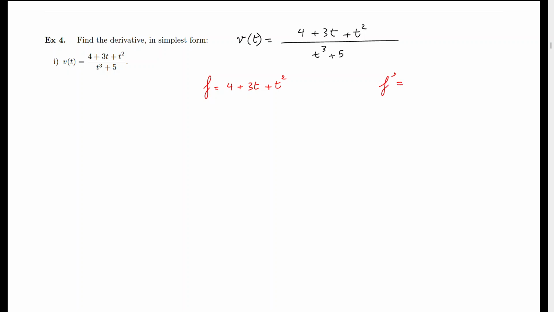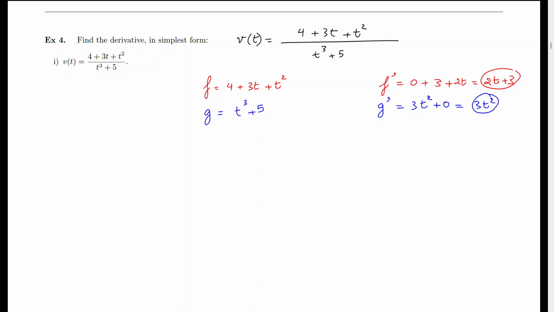So let's see, derivative of 4 is going to be 0, derivative of 3t is just 3, and derivative of t squared is just 2t. And you know what? Let's write it like 2t plus 3. It's a little bit prettier, and it's a little bit more manageable. So that's the numerator's derivative, and next I'll need the derivative of the denominator. So first let's write down the denominator, the t cubed plus 5. Its derivative is going to be 3t squared plus 0, which is the same thing as 3t squared. Because the derivative of 5 is 0, I'm not going to write it down.